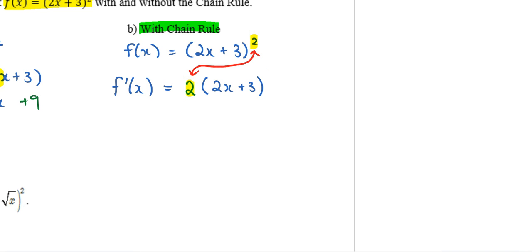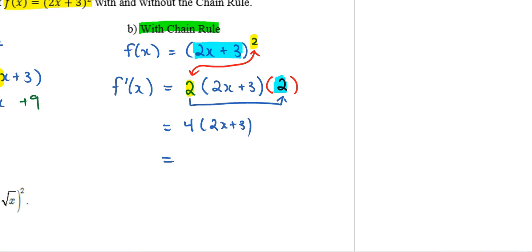Okay, so now that I've taken the derivative of the outside function, I now have to take the derivative of the inside function, and the inside function is this part right here, 2x plus 3. Now, what's the derivative of 2x plus 3? Well, it's just 2. Now, if you multiply this out, if you take my two 2's and multiply them together, you get 4. And that would be 2x plus 3. And if you distribute this right through, this would be 8x plus 12.